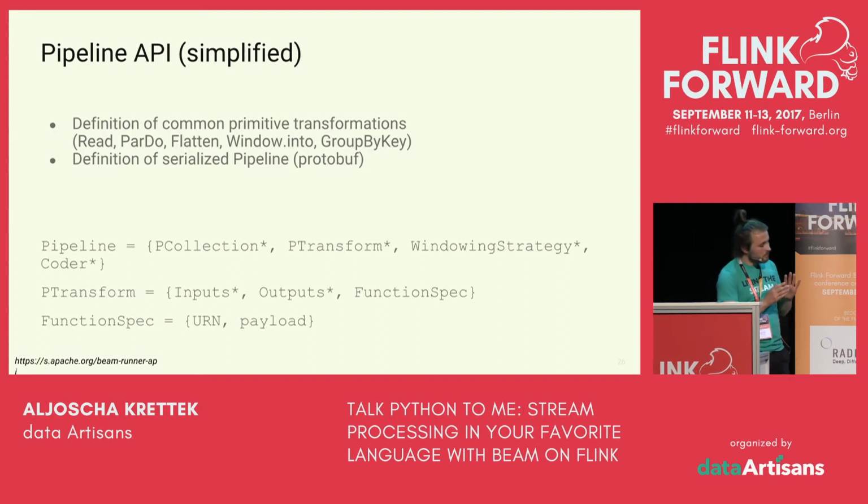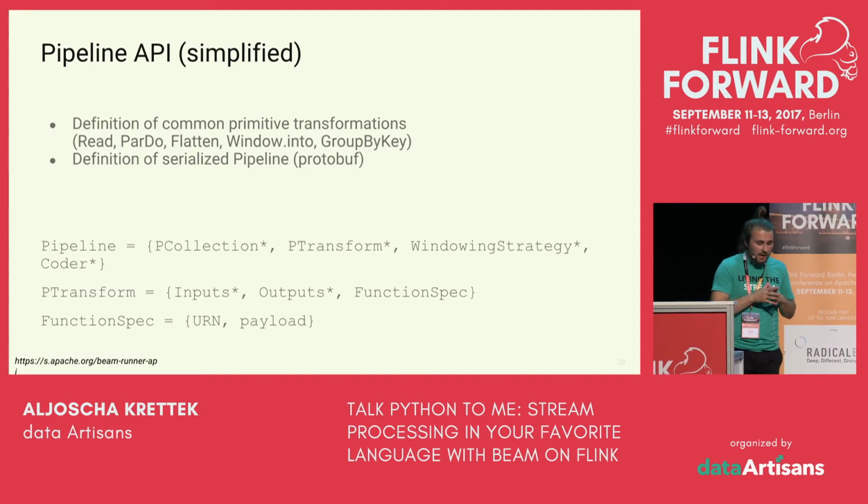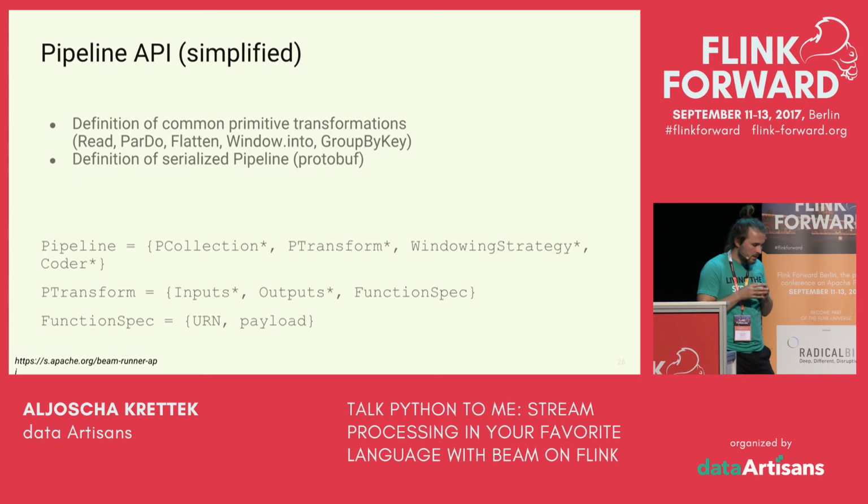So the pipeline API is actually a set of protobuf definitions that define the components that can be in a pipeline. And the pipeline API also defines the primitive operations that can be in a pipeline. And in Beam, there's actually a very small number of primitive transformations.